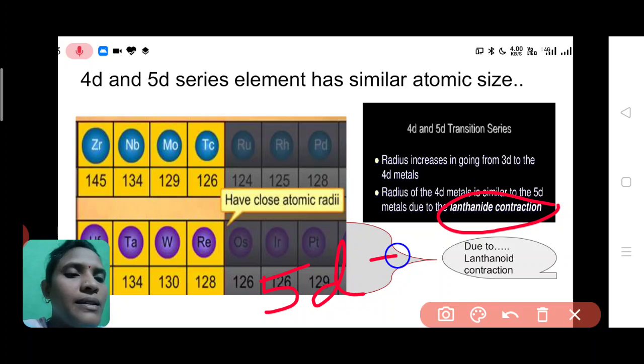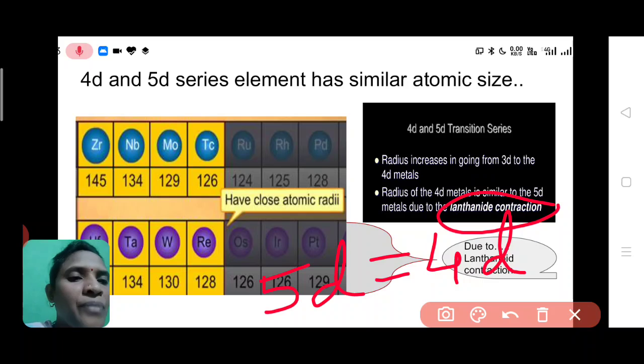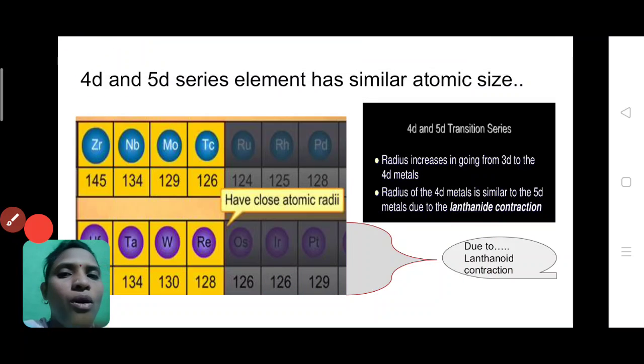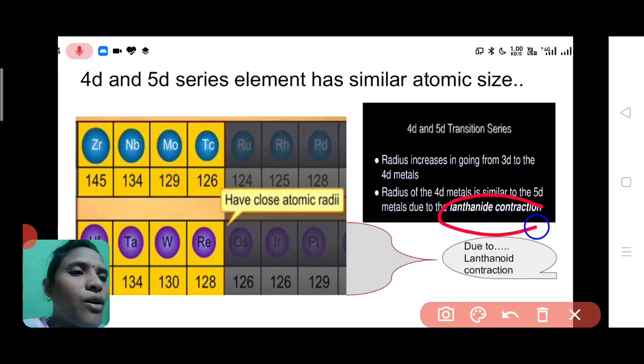5D metals have similar atomic size as 4D metals. Why is this so? 5D metal should have larger atomic size than 4D, but this is not so. 5D is equal to 4D metals. 5D metals have similar atomic radius as 4D metals. Why is this so? Because there is lanthanoid contraction.